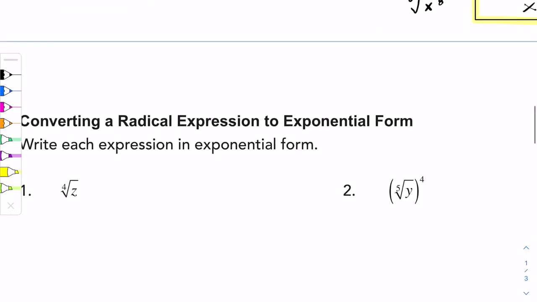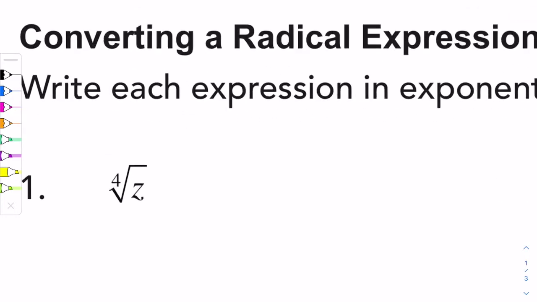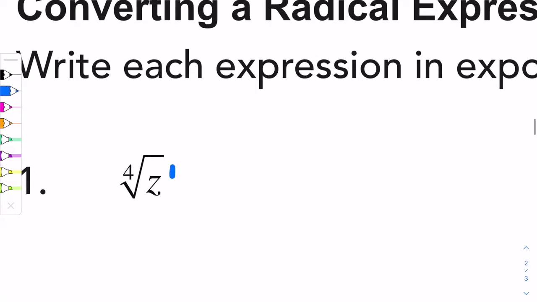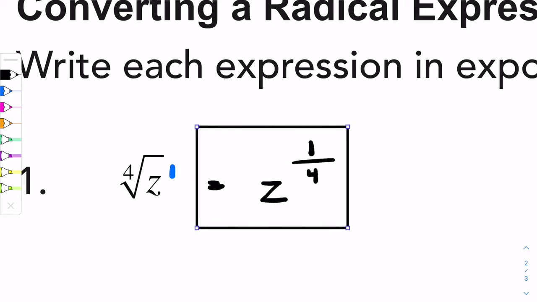In the next example set, we're working the opposite way. We're given radical expressions, and we have to convert these to exponential form. Remember that the exponent underneath the radical symbol is going to be your numerator, and the index is your denominator. That means this one here is going to be z as the base, 1 is our numerator, 4 is the denominator of the exponent, and that's it. That's your converted form.